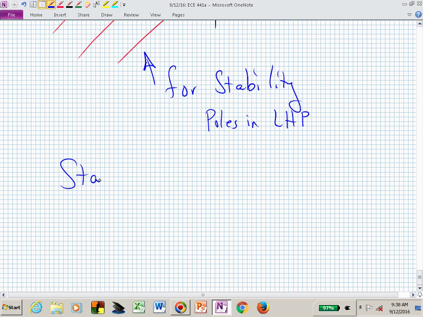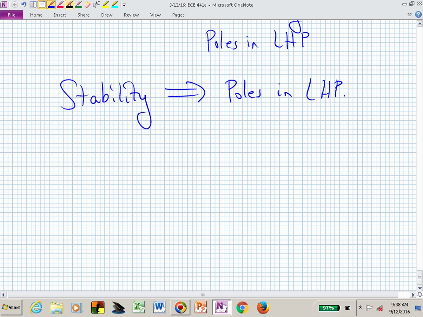Anytime now we start talking about stability, then we want poles in the LHP, the left half plane. Now let's go back to our example and see, is this particular system stable or unstable?